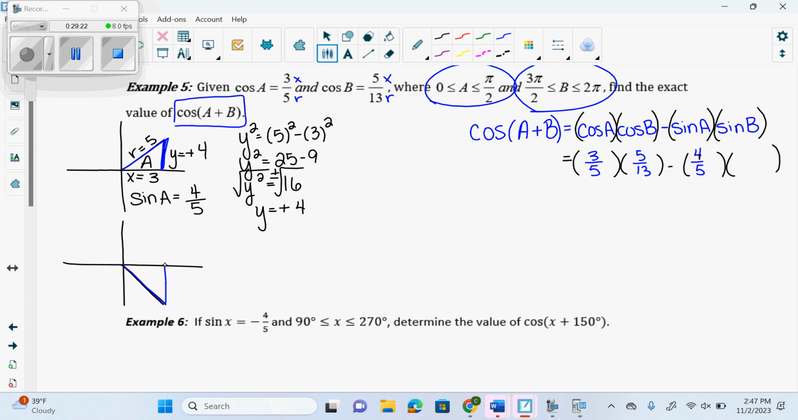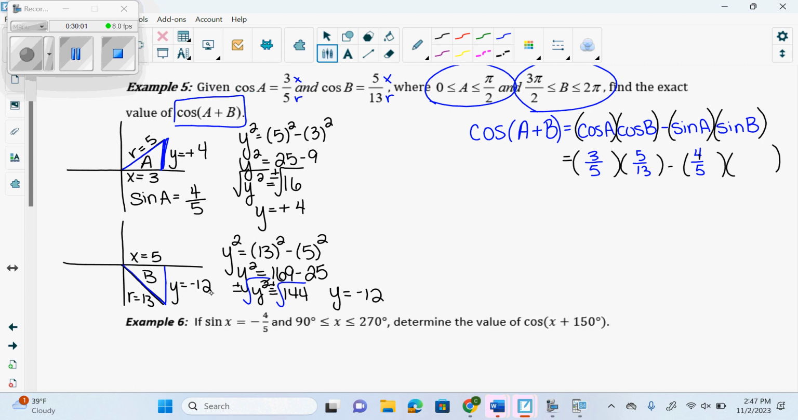So x equals 5, r equals 13, and then y equals negative. See, that's why I have to draw it. And then this is triangle B. So I get y squared equals 13 squared minus 5 squared. Y squared equals 169 minus 25. Y squared equals 144. Square root, plus or minus in front. And I know y equals negative 12.